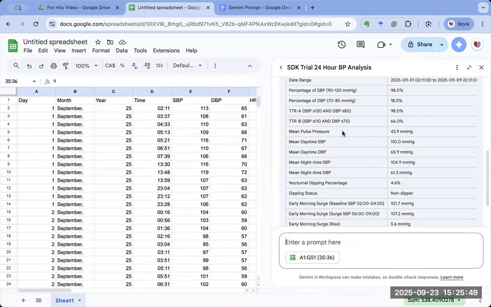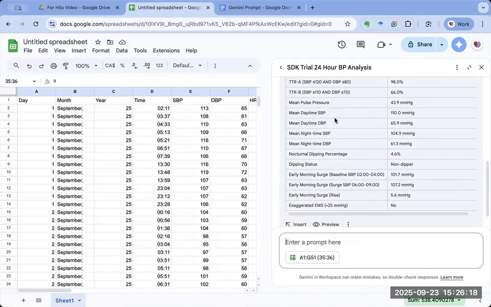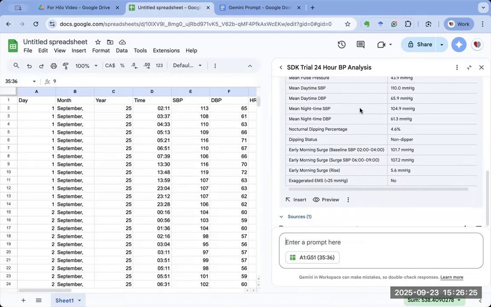So the pulse pressure is the difference between the average systolic and average diastolic blood pressure. And this is a number which is sort of a surrogate for arterial stiffness. You don't want your arteries, your blood vessels to be stiff. You want them to be flexible and soft. So pulse pressure between 40 and 60 is considered normal. This person is normal. Then mean daytime blood pressure, mean daytime systolic, diastolic, you can see that these are fine.